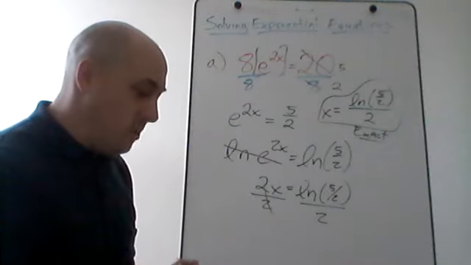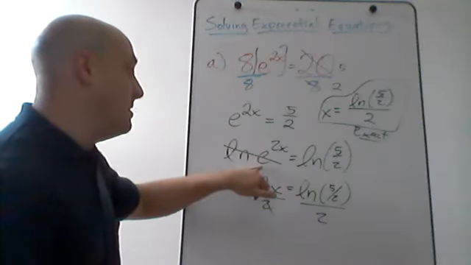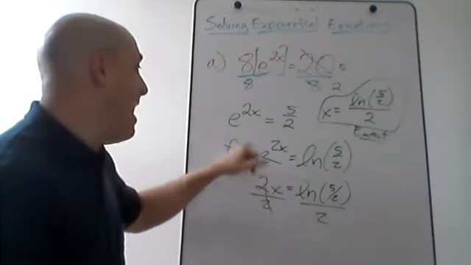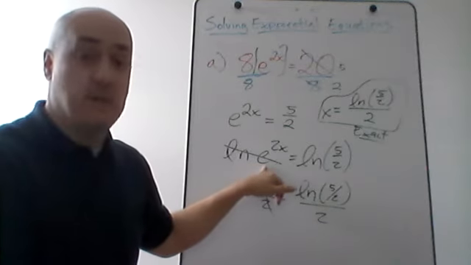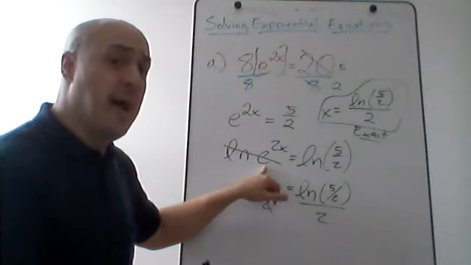All right, now a couple things to point out. If my equation does not have base e, if it has a base 5, let's say 5 to the 2x power, when I put the ln on both sides, the ln will not cancel out a base of 5 or any other base besides e.